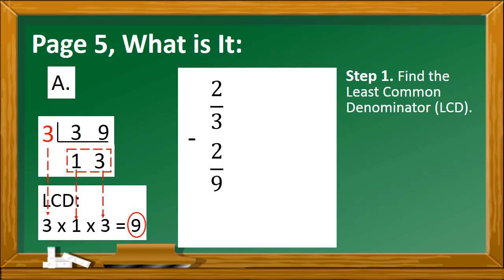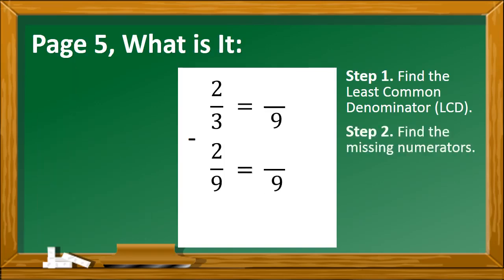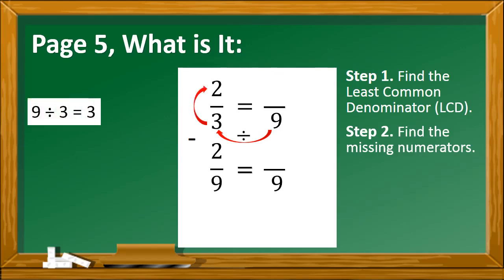Then, we write the equivalent forms. For 2/3, we write 9 as the denominator. For 2/9, we write 9 as the denominator. Step 2, find the missing numerators. For 2/3, divide the denominators. 9 divided by 3 equals 3 times the numerator 2. 3 times 2 equals 6. Therefore, 2/3 is equal to 6/9.